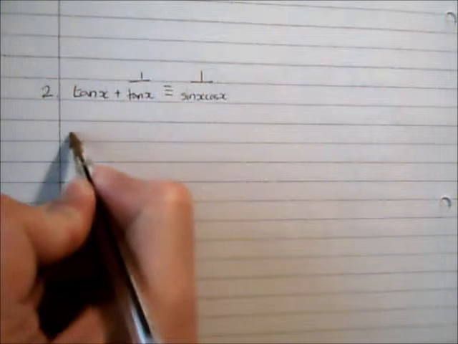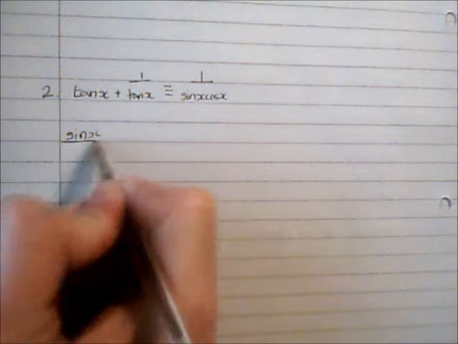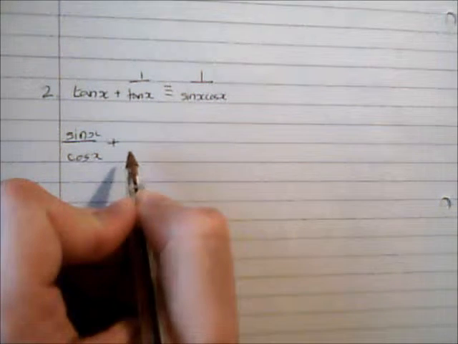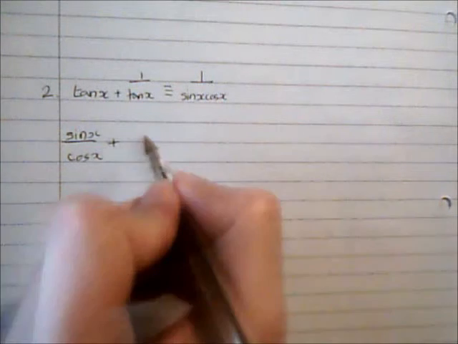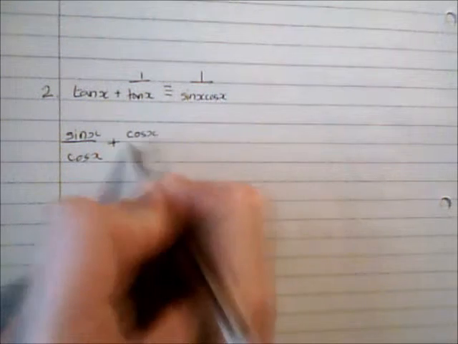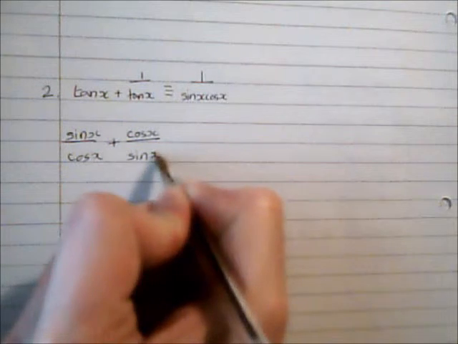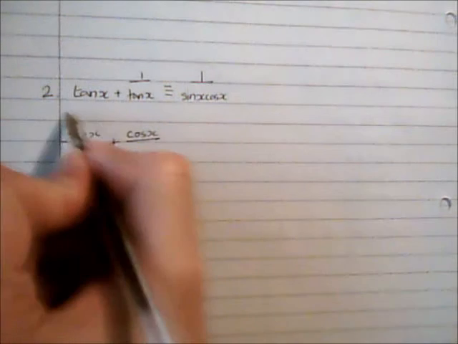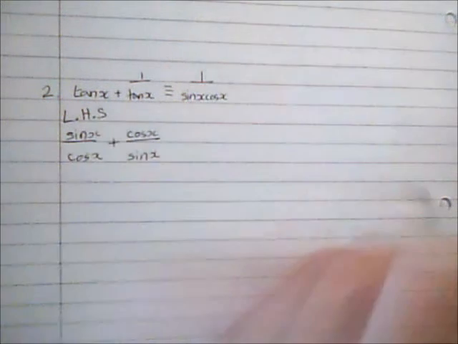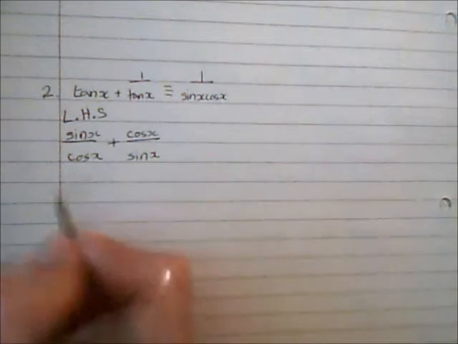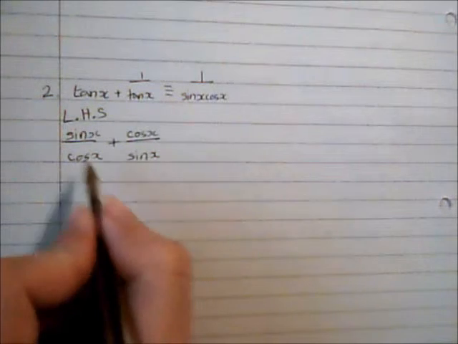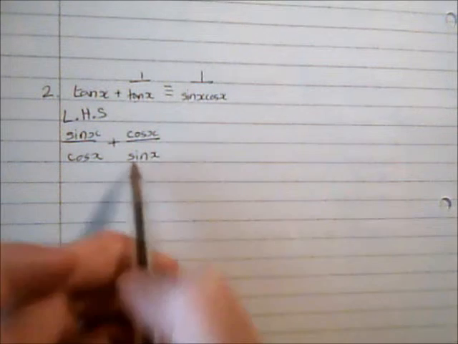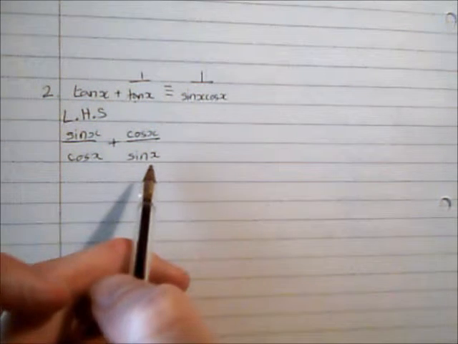So tan x can be rewritten as sine x over cos x, and then 1 over tan x is the reciprocal of tan x, so that must therefore be cos x over sine x. I should have probably written that I'm working from the left hand side here. Okay, so what I'm going to do now is I'm going to try and add these two fractions, as here we've got two terms and here we've got a single term. So how are we going to add these two fractions? Well, we need a common denominator.